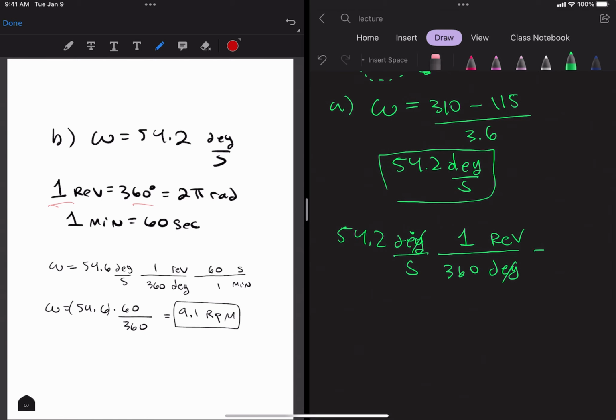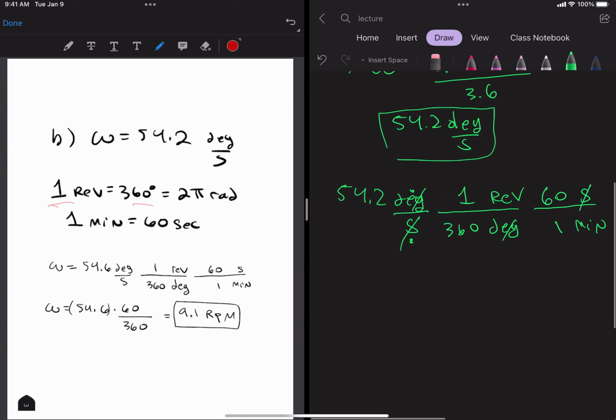And the other conversion, we have to convert time. Seconds is on the bottom, so put seconds on the top and then cancel. And we're going to go from seconds to minutes. And 1 minute is 60 seconds. So calculating that, that should come out to be, let's see here, 54.2 times 60 over 360, and that will give you 9.1 revolutions per minute.